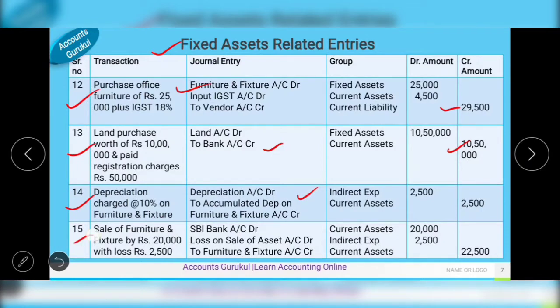Now the next is the sale of furniture and fixtures for rupees 20,000 with a loss of rupees 2,500. So furniture and fixtures we are selling for 20,000, and there is a loss of 2,500. The gross value at the time of purchase was 25,000, plus the depreciation we have charged, that's 2,500. Then ideally the net block of that asset is 22,500. Now we are selling that for 20,000. So it means the written down value is 22,500, but instead of that written down value, we are selling for 20,000. So we are at a loss of 2,500.